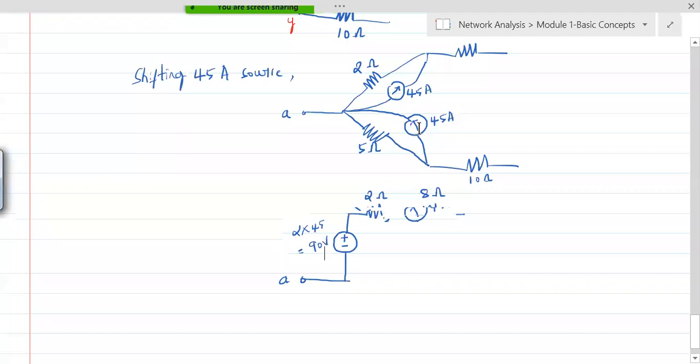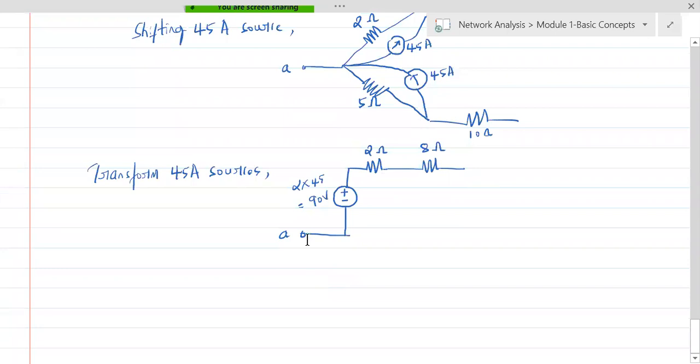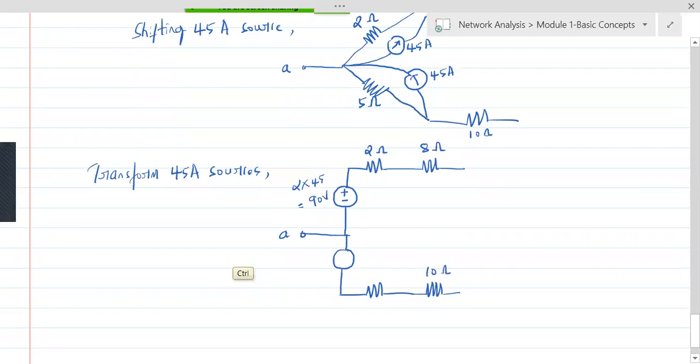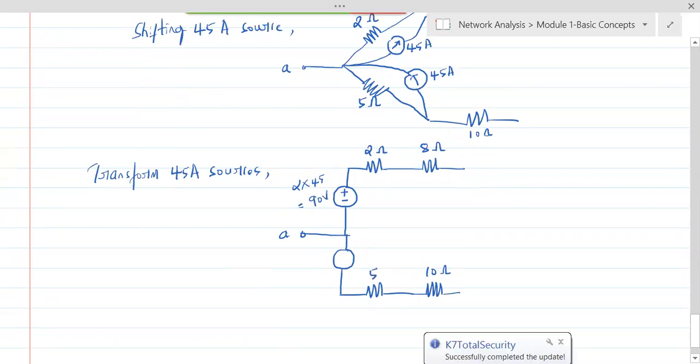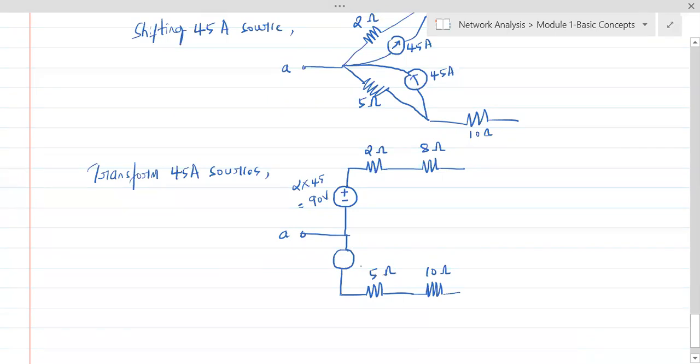Fine. Similarly, if you come here, this should also be a voltage source, and in series with that you need to have a resistor. This 10 ohms is already existing. The 5 ohms which was in parallel with 45 amps would come in series with the voltage source. What would this voltage source be? Now where would be the plus sign? Plus sign would be at the top, minus sign at the bottom, because the current is flowing upwards. The arrowhead is at the top. Everybody understand that?